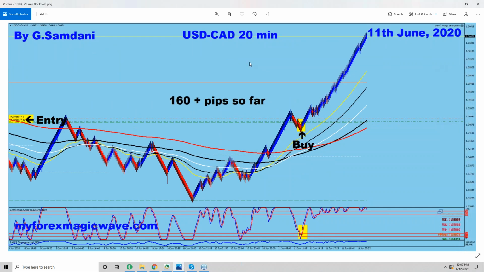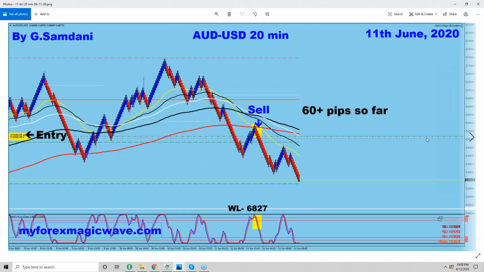Okay, on the 11th USD-CAD, this went bazooka all the way, right? Even only from here to here is 160 pip. Look at that, right? And there's a reason for that too. I'm going to show you. And then Aussie USD, beautiful short. And then again, I'm taking the short side.